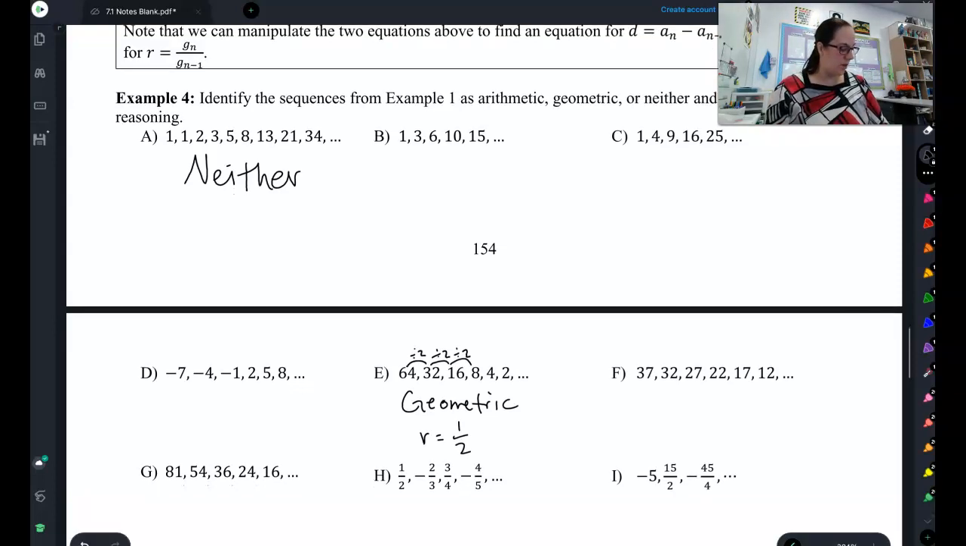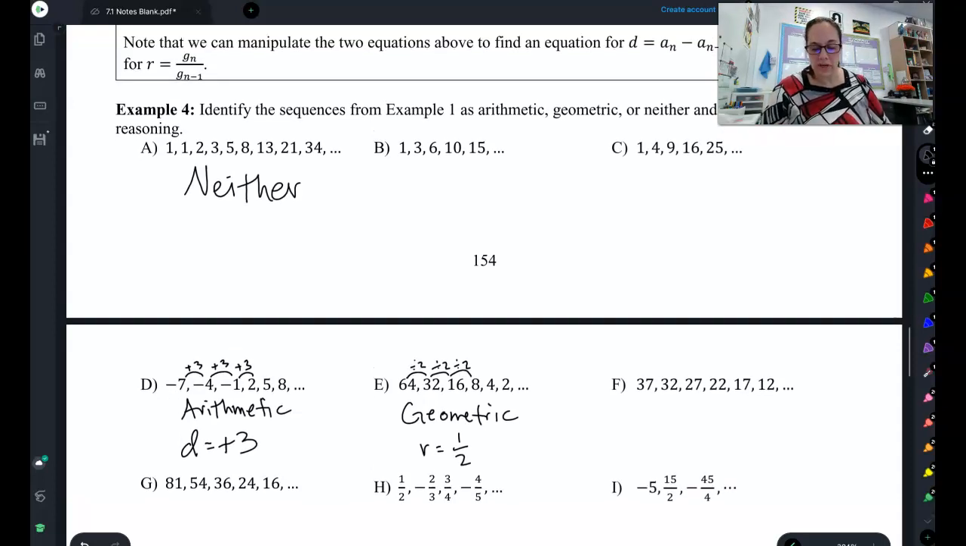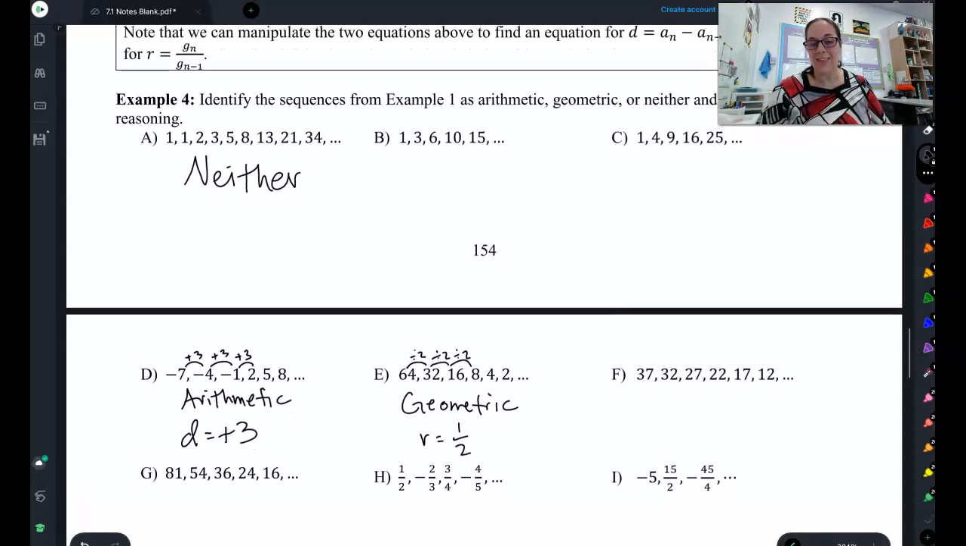And then an example of an arithmetic would be D. In D, we're adding 3 over and over and over. So since we are adding the same exact number over and over, that is arithmetic, and we say that the number we're adding over and over is a positive 3. So with those 3 examples, pause the video and try the other 6, if they're arithmetic, geometric, or neither. If they are arithmetic or geometric, list what D or R is.